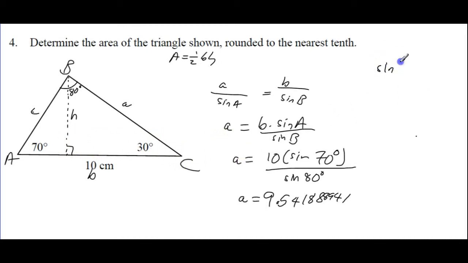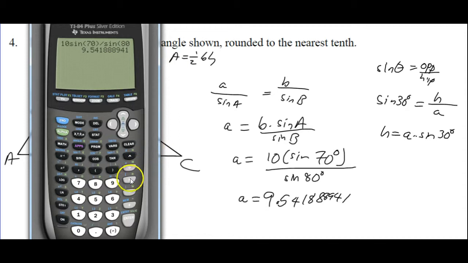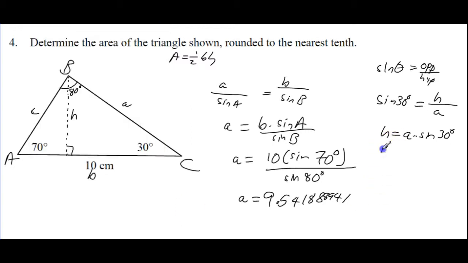So in a right angle triangle, sine theta is opposite over hypotenuse. Okay, what do we know? The sine of 30 degrees is h over little a, right? We have a. So h is equal to a times the sine of 30 degrees. So we go to our calculator, right? Just go times sine 30, which you already know is a half. And so h is 4.77094, and so on.